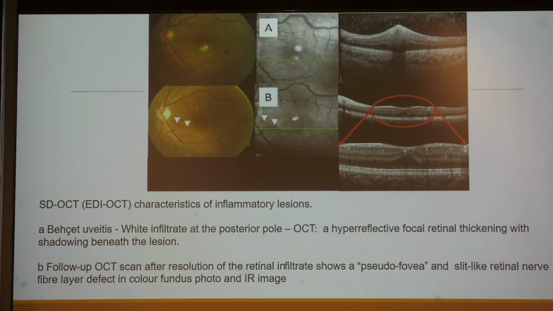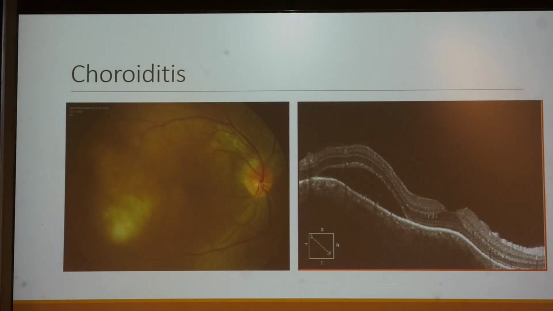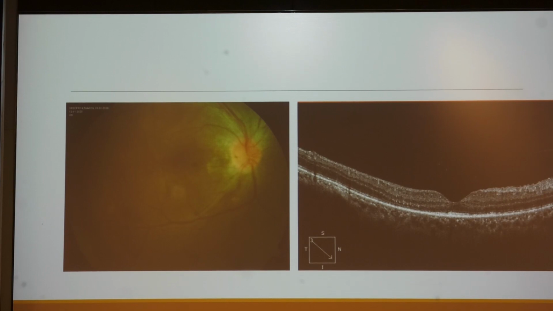Another Behçet uveitis with a retinitis patch shows a hyperreflective focal retinal thickening with shadowing beneath the lesion, and the resolution of the lesion shows a pseudofovea-like picture. Yet another case of TB choroiditis, you can very well see the RPE is elevated due to choroidal thickening, and there is a fluid detachment also. While treating with ATT, the choroidal thickness resolved and the fluid detachment also.